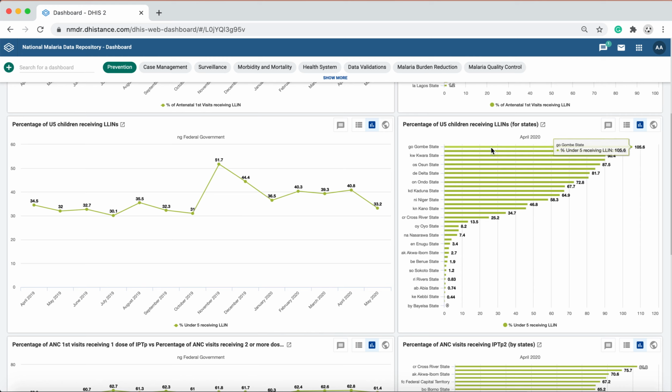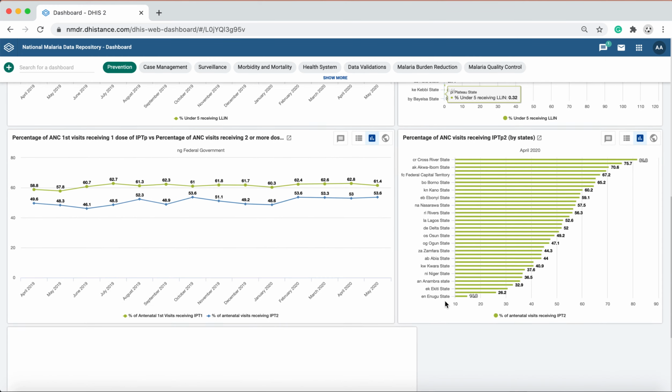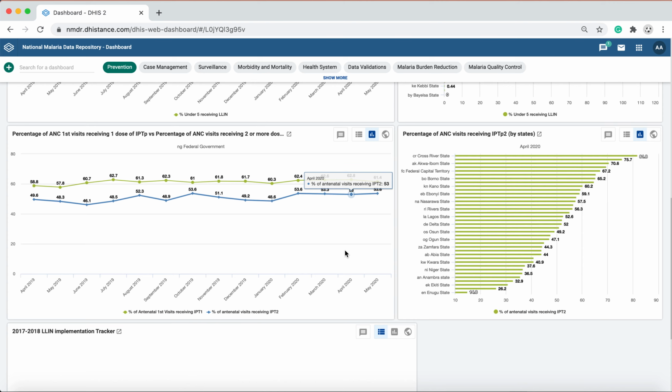Gombe State is reporting an average of over 100% uptake. You can see Katsina State reporting 96%. The same thing when you come here, you see the lowest states have been Bayelsa, then second to the lowest state, we see Plateau State with less than 1% uptake of children that are fully immunized receiving LLIN.